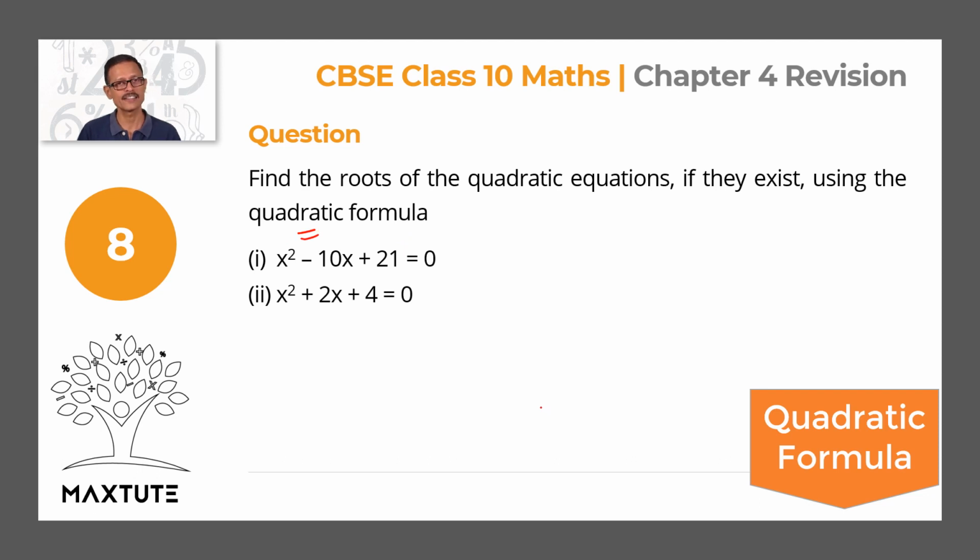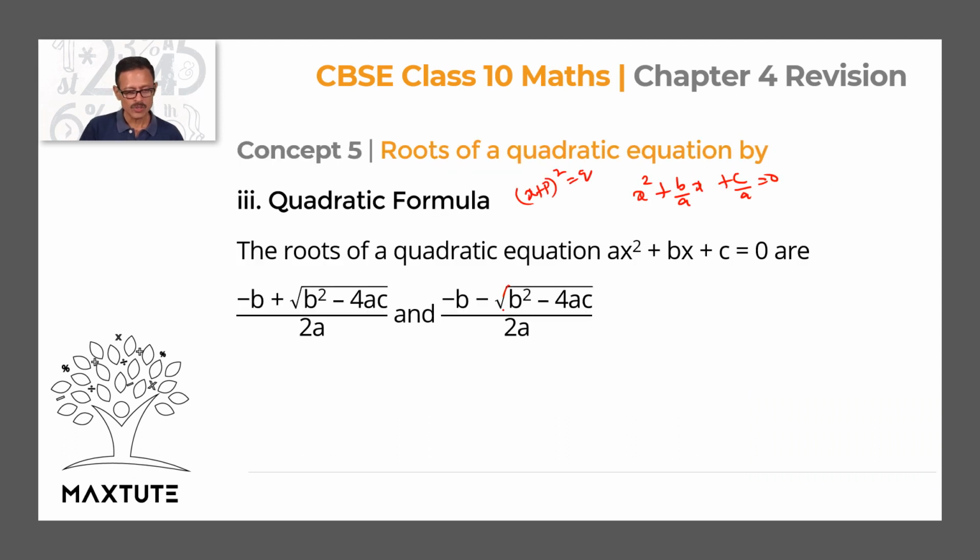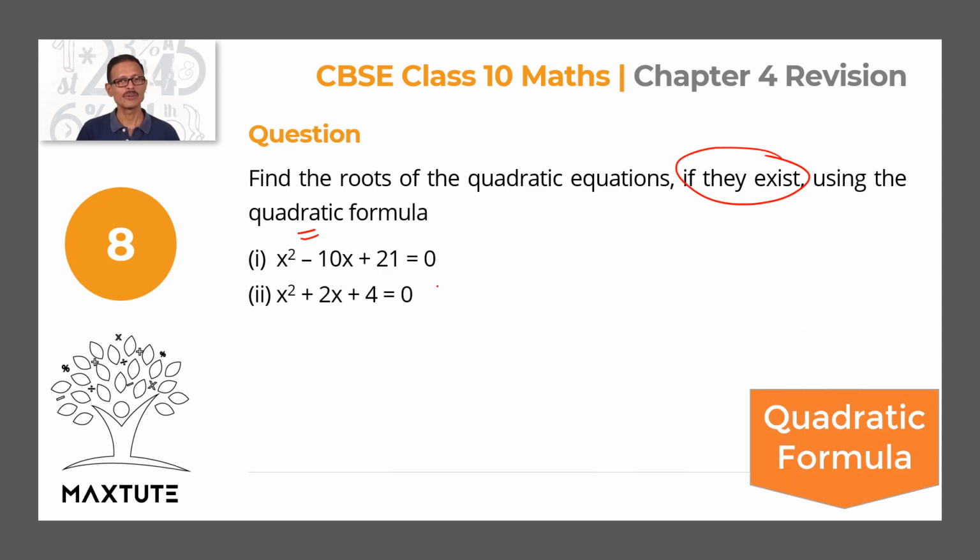Method is explicitly stated. What do you mean by if they exist? Look at this formula. The formula has got a square root term. Square root of a negative number is not real. We know that. So this b square minus 4ac, if it is less than 0, we will have no solution. If it is equal to 0 or if it is greater than 0, then we will have a solution. So first step in all of these cases, we're going to check whether the discriminant is positive.